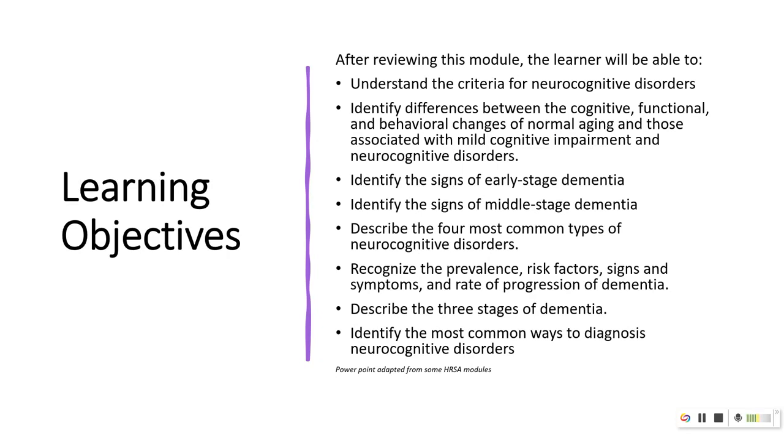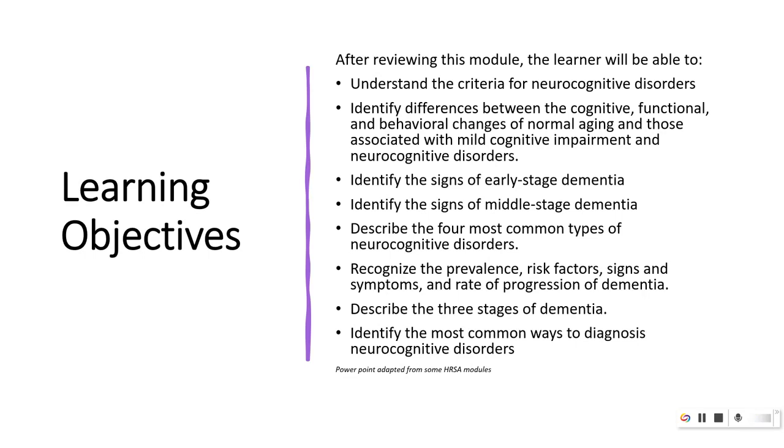According to the Diagnostic and Statistical Manual, the 5th edition, or the DSM-5, dementias are now categorized as neurocognitive disorders. So our objectives for this presentation are to understand the criteria for neurocognitive disorders, and identify the differences between the cognitive, functional, and behavioral changes of normal aging and those associated with mild cognitive impairment and neurocognitive disorders.